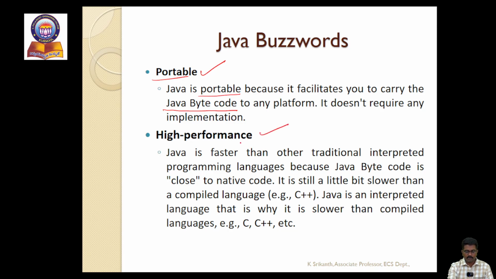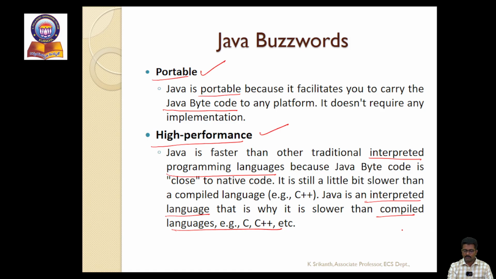Then comes a feature called high performance. Java is generally an interpreted programming language. When it comes to performance of a translator, compiled languages are faster compared to interpreted languages like Java. C and C++ are compiled languages where the code is executed very fast, whereas Java is an interpreted language where line by line execution is done, and it is slower compared to compiled languages.